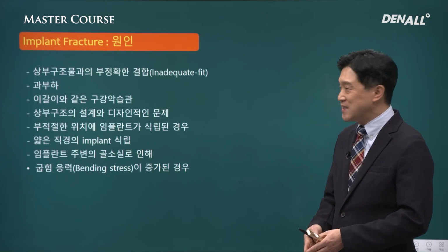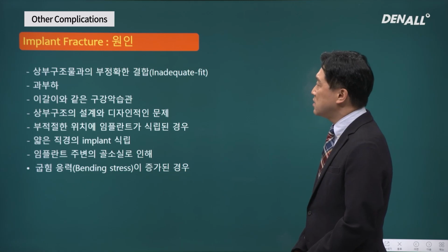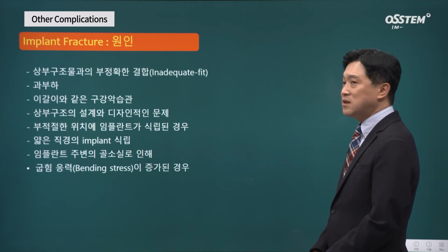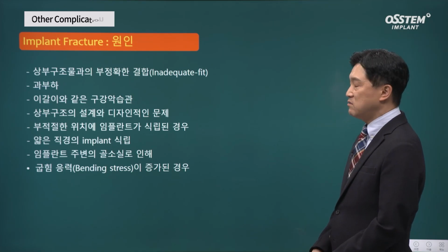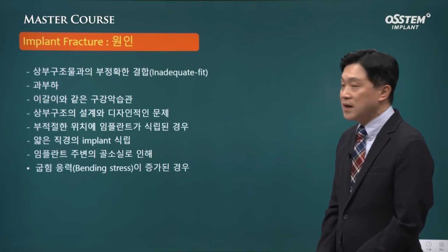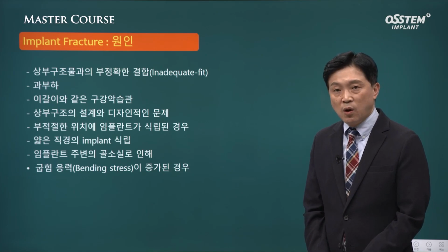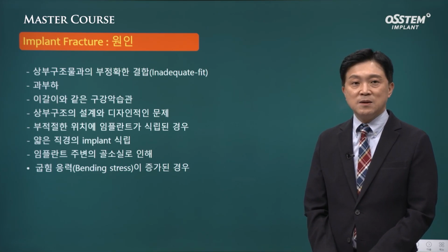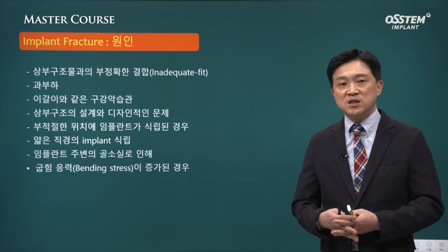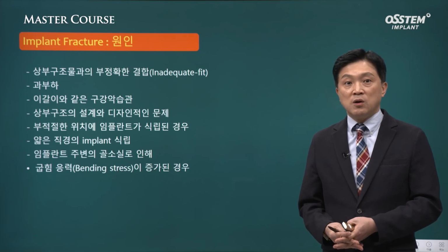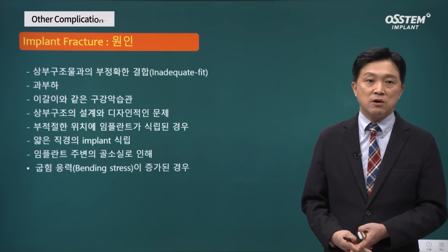Implant fracture occurs most frequently. Implants are placed widely these days. The inadequate fit with suprastructure can be the cause, or overload can be another cause if the patient has strong occlusal force, or if the patient has parafunction such as bruxism. There can be problems if the design of the suprastructure is made so that there's a lot of lateral force application. Implant fractures can occur also when implant is placed in the wrong position or when implant diameter is smaller than it should be.